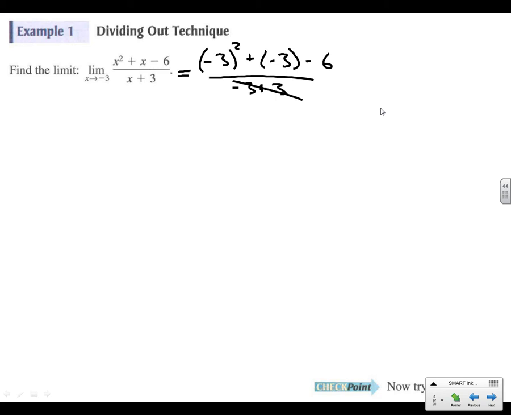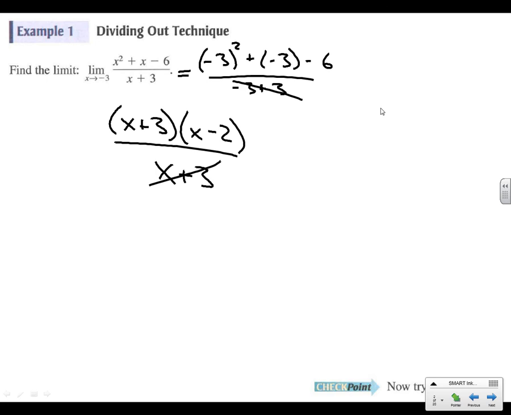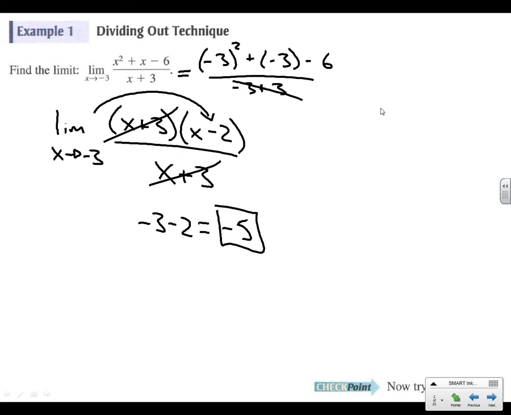But if we factored the numerator and ended up with x plus 3 and x minus 2, the denominator is still x plus 3. If we can cancel those, then do the limit of x approaching -3, just do direct substitution into this after we've canceled out. What's -3 minus 2? -5. And that is going to be our limit.